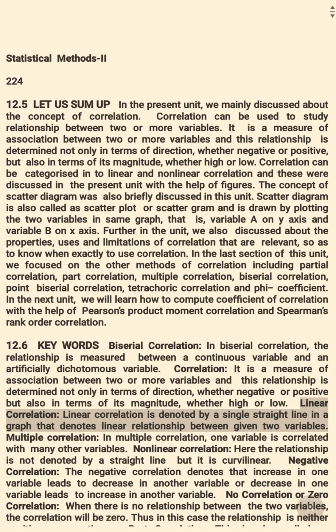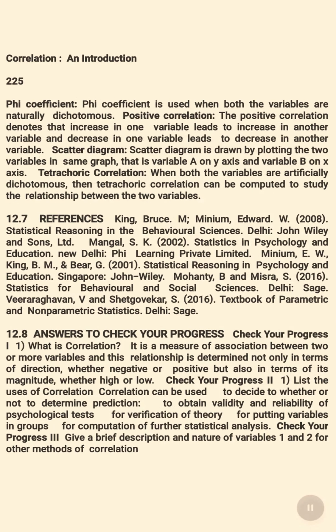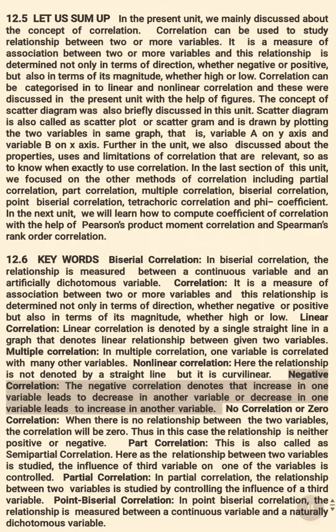Linear correlation. Linear correlation is denoted by a single straight line in a graph that denotes a linear relationship between the given two variables. Multiple correlation. In multiple correlation, one variable is correlated with many other variables. Nonlinear correlation. Here the relationship is not denoted by a straight line, but it is curvilinear. Negative correlation. The negative correlation denotes that an increase in one variable leads to a decrease in another variable, or a decrease in one variable leads to an increase in another variable.